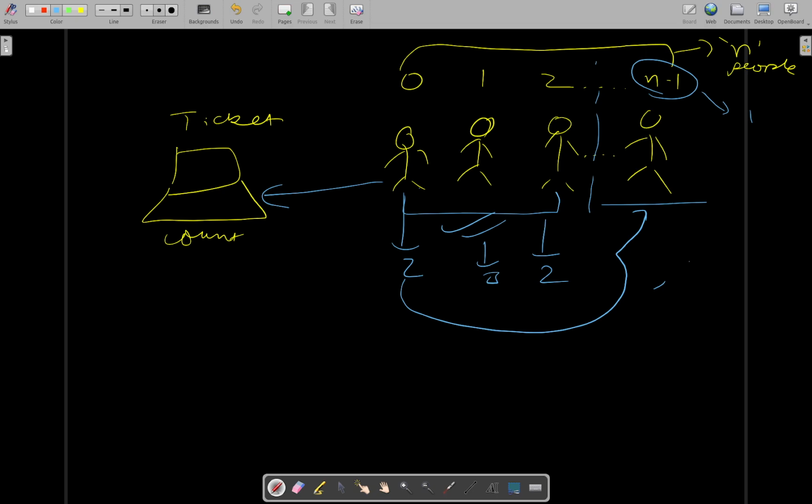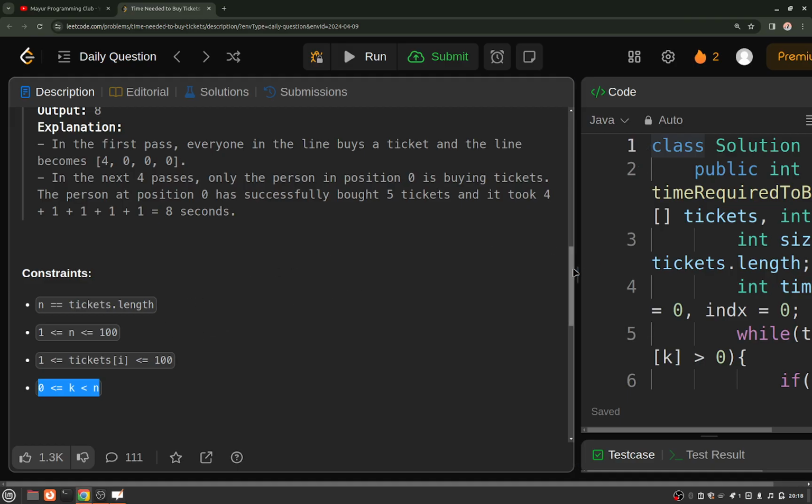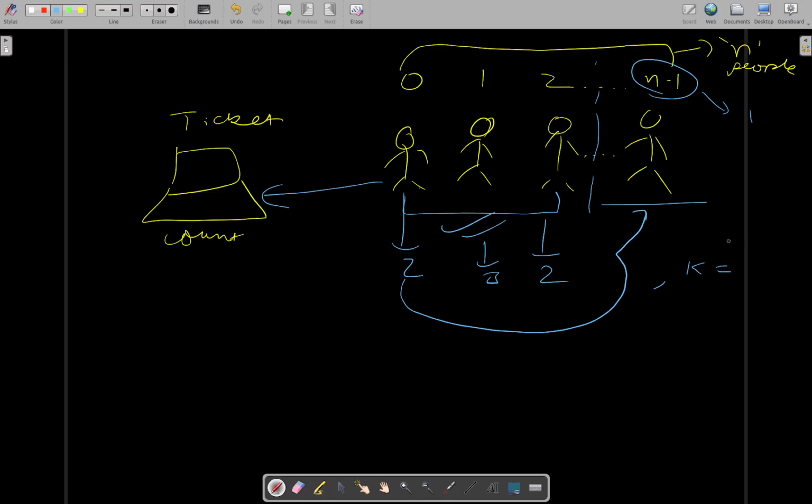Here k was given to be, I guess, 2. Let me quickly check. Yeah, 2. So what the situation is going to look like: the 0th one and the first one will buy their 1-1 tickets, and they will go to the end of the line. Then the second one will buy his first ticket. After buying that ticket, how much time would have passed? It would be 1 plus 1 plus 1. This is the second person.